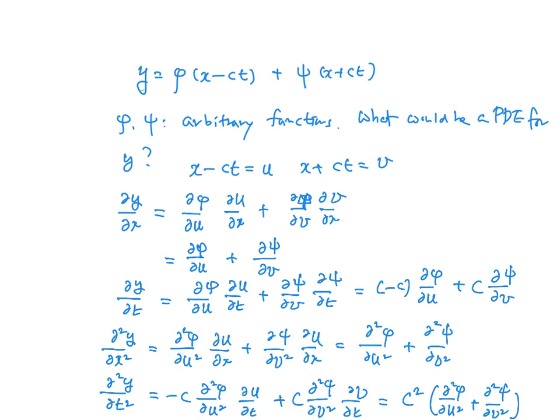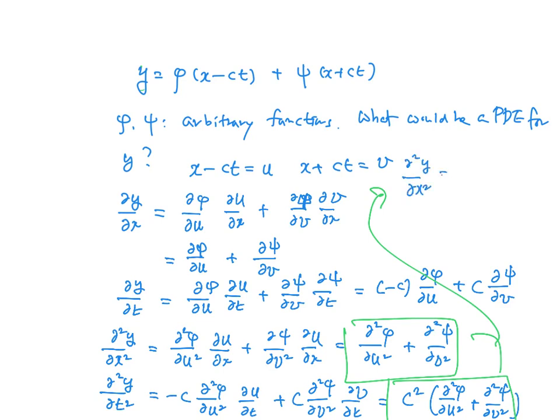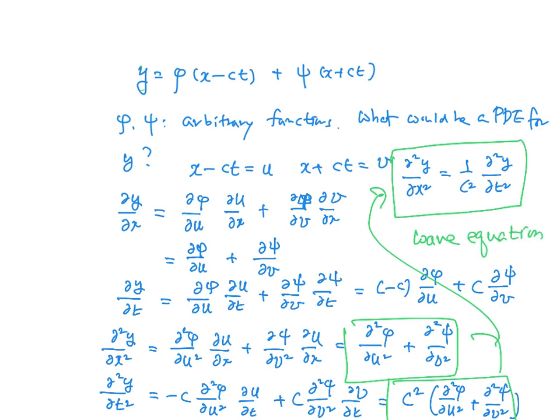So if you compare with these two, then what do we get? From these two, we have partial square y over partial x square equal 1 over c squared, partial square y over partial t square. And this is a very famous equation called wave equation. And I think I have covered a little bit of this wave equation toward the end of a vector analysis. When you have a curl or cross curl of electric field from Maxwell's equation, you obtain this wave equation. So this is really interesting. That particular partial differential equation has this solution. And so let's consider the property of one particular solution.